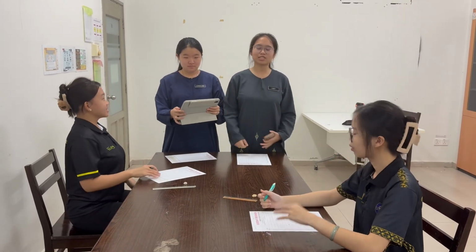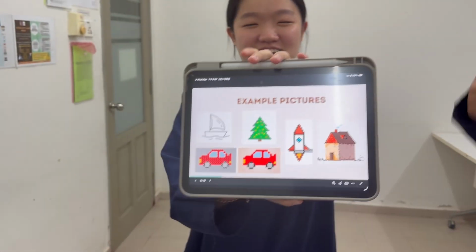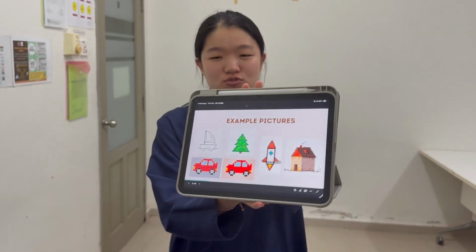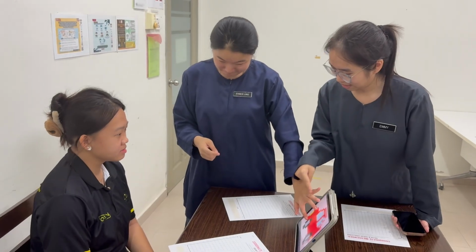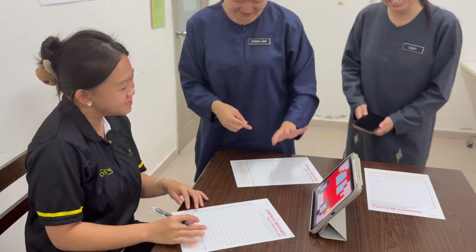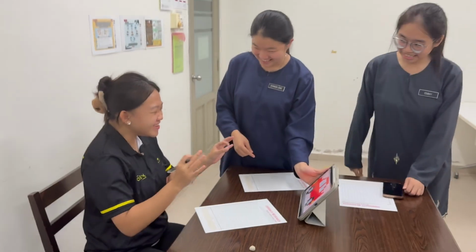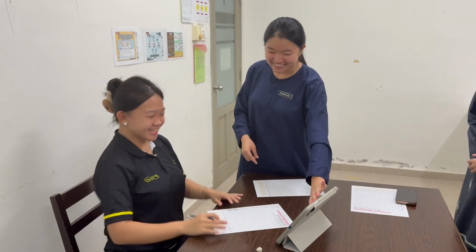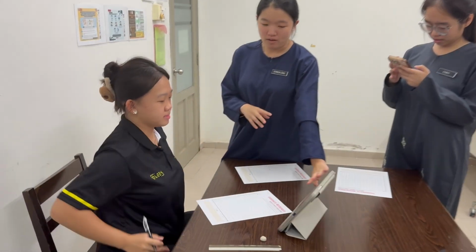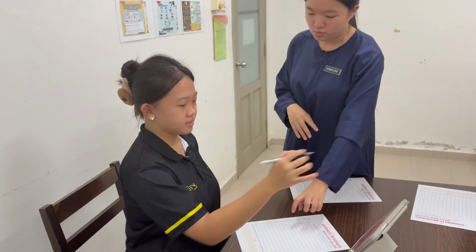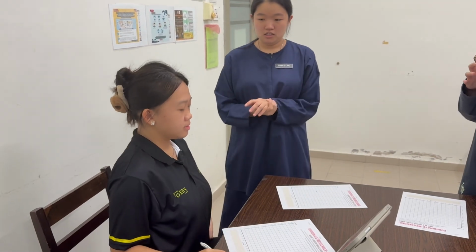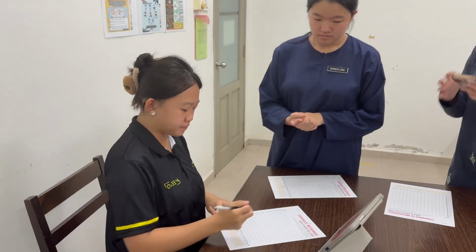Okay, so now I'm going to show the picture that should be drawn by student A. Student B, do not look. This is the example of the picture that we will show to student A. Let student A look for 1 minute, and then I give you another 2 minutes to play.